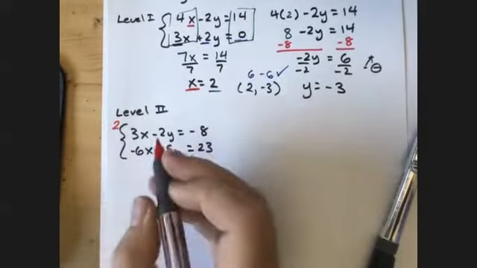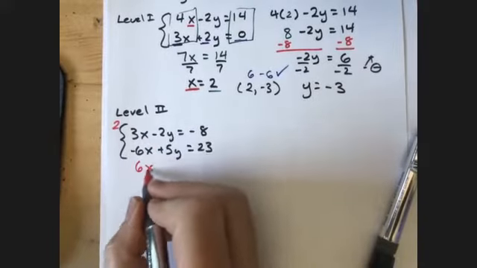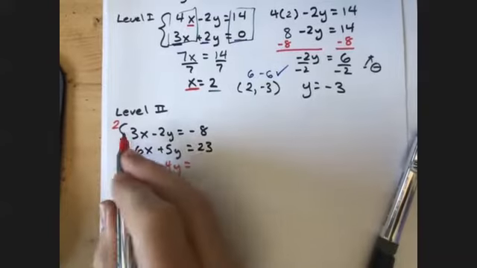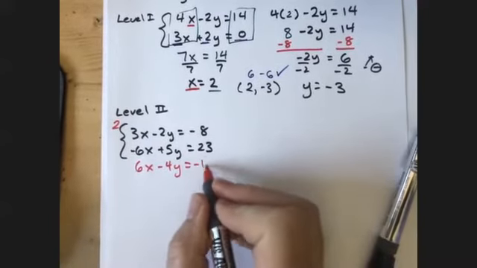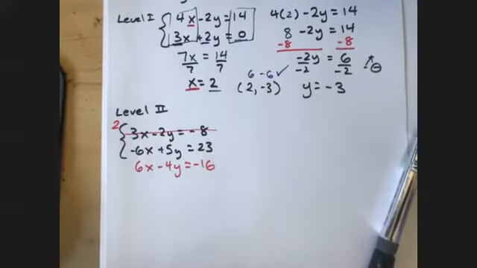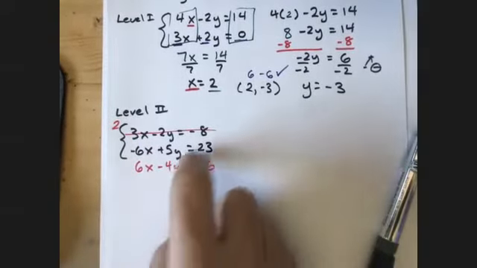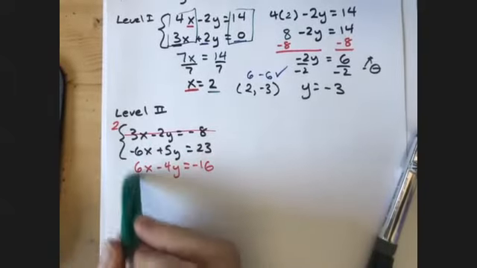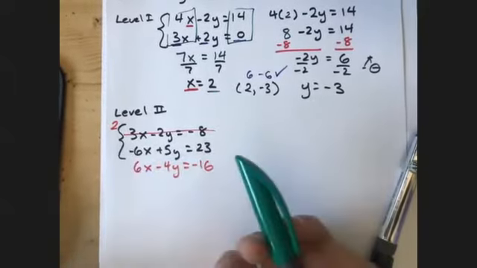So I'm going to do 2 times 3. I get 6x. 2 times negative 2 is negative 4. The y comes down. And 2 times negative 8 is negative 16. Now I draw a line through this one because I don't want to grab any of those numbers on accident. I only want to work with my new equation and my old bottom one. So the x's are now set up to eliminate. 6 minus 6x is gone.